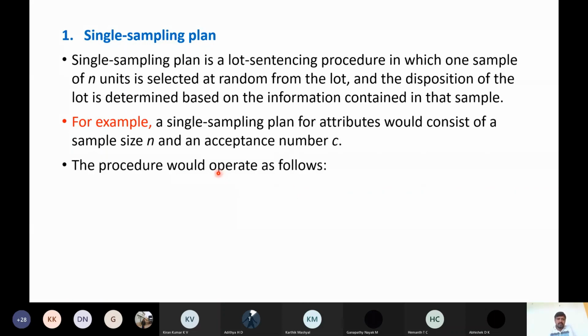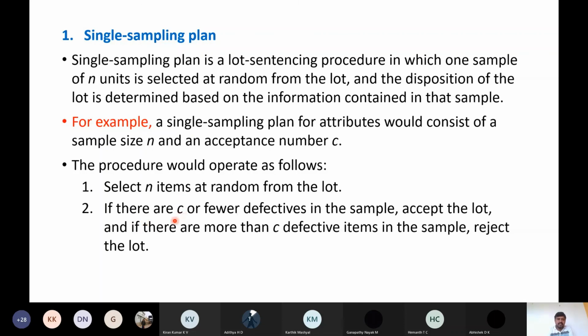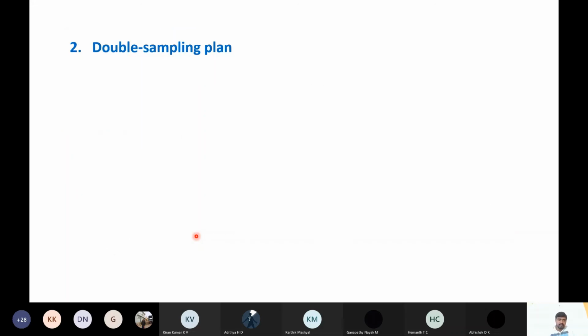The procedure would operate as follows. First, select n items at random from the lot. Next, if there are c, that is the number of defectives, if there are c or fewer defectives in the sample, accept the lot. And if there are more than c defective items in the sample, reject the lot. So you are ready to accept a lot even though it consists of a few defectives. What is the number? That should be decided based on various aspects.